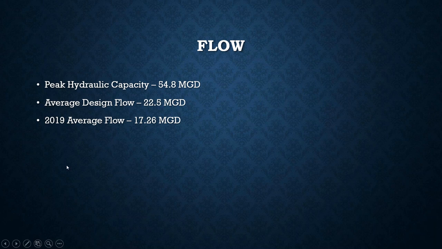The flow coming into the plant, just as an overview, our peak hydraulic capacity is almost 55 million gallons. Our design flow is 22.5 million gallons. And for 2019, our average flow was 17.26 million gallons, just to give you an idea of our size.